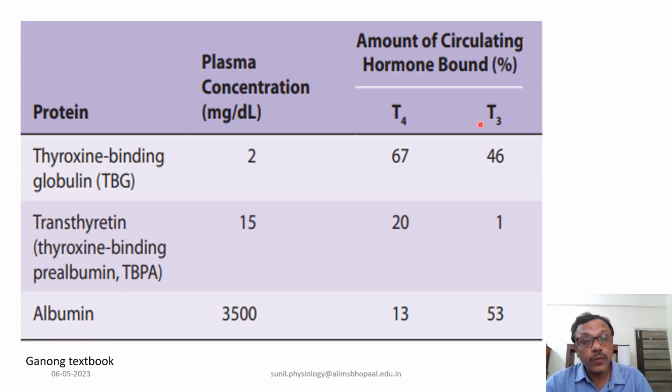But when we are talking of T3, T3 is maximally combined with albumin and minimally combined with thyroid pre-albumin.